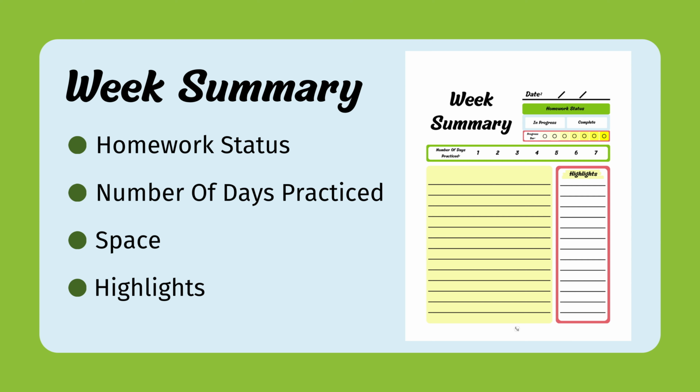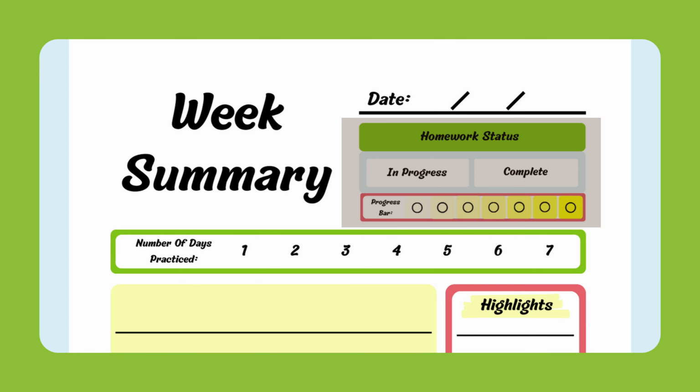The week summary page shows an overview of how a student's entire practice week went. Here, you'll find 4 sections that the student can refer back to as they progress through their journal. Looking back at this section over time can be a way to see the trends in a student's overall practice habits and progress. At the top of the page is the homework status.